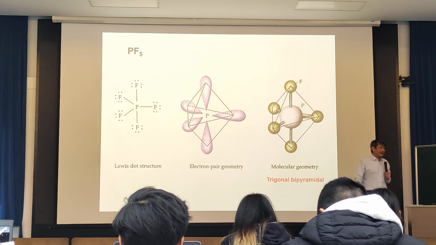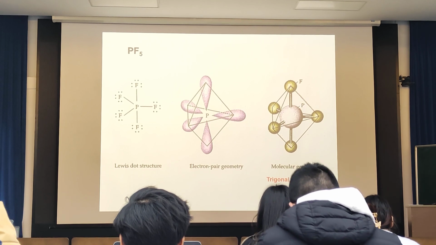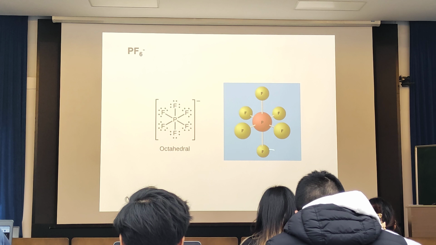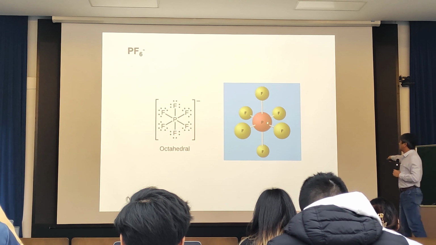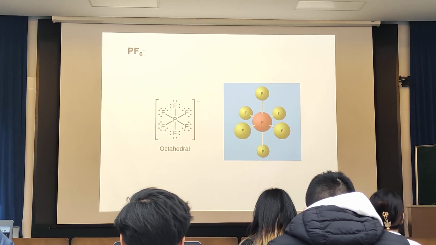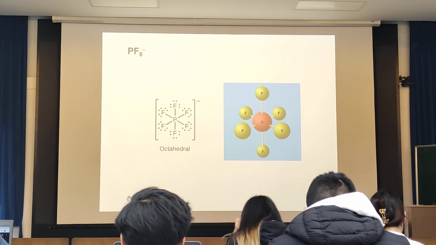So here is the PF5. You have trigonal bipyramidal geometry. And here you have the PF6, with octahedral geometry. Okay? And of course, the angle between the fluoride, phosphorus, and fluoride will be 90 degrees. And you can see that the interaction between fluoride and fluoride is quite short.